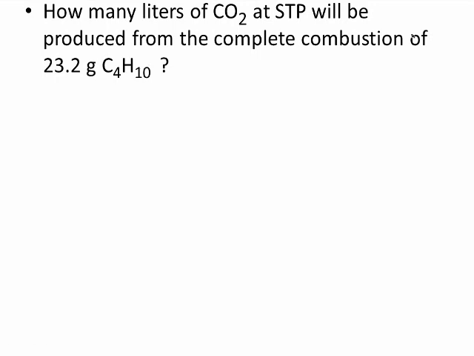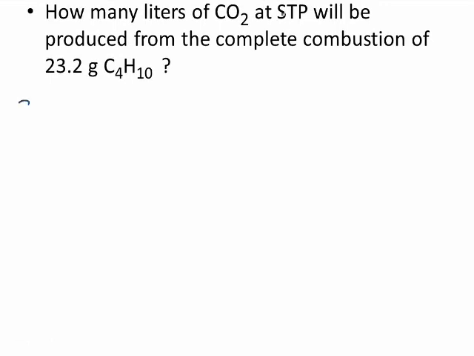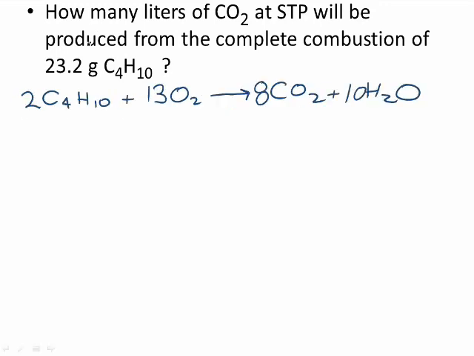How many liters of carbon dioxide at STP will be produced from the complete combustion of 23.2 grams of C4H10? We're going to need to write an equation for this. The complete combustion, that means C4H10 plus O2 goes to carbon dioxide and water. Now we have to balance it. Here's the balanced equation. It's some ugly numbers there, but that's what it works out. And we can't reduce it.